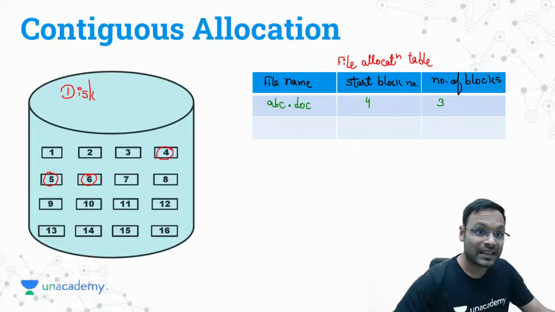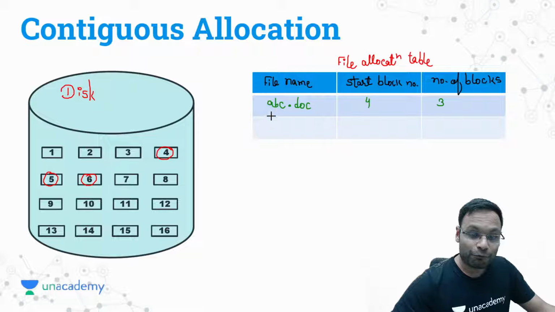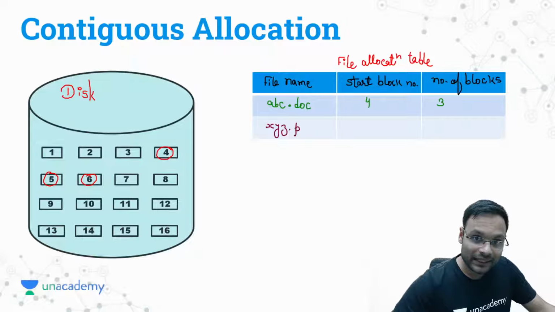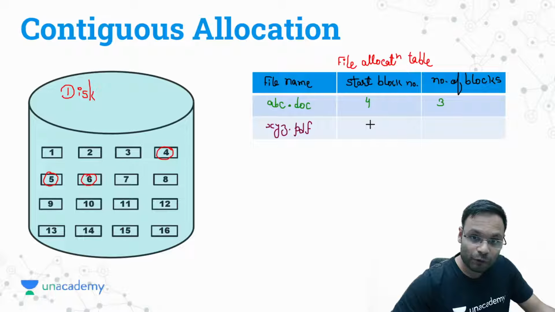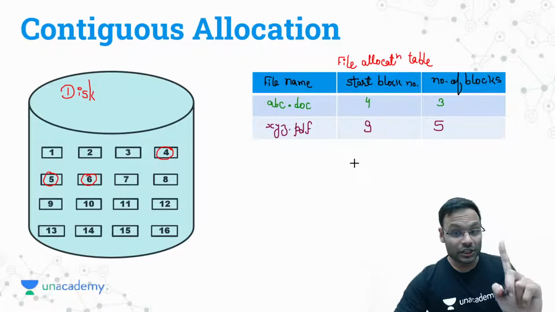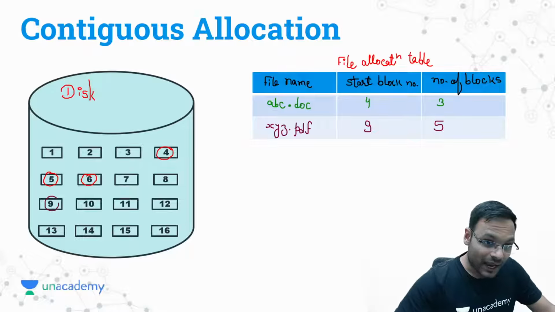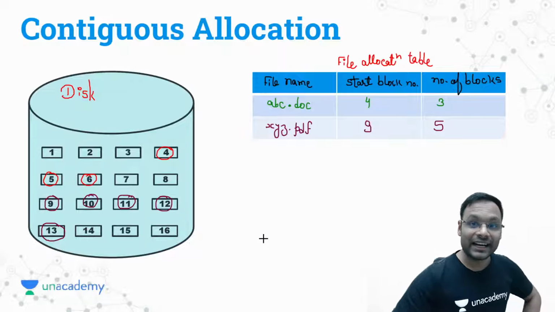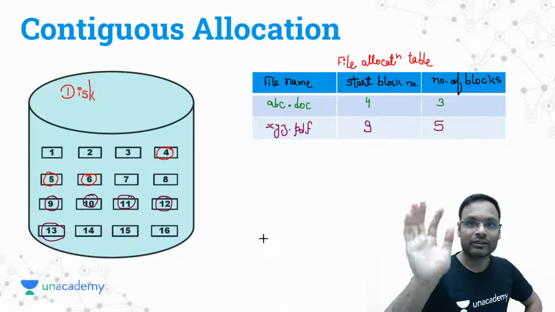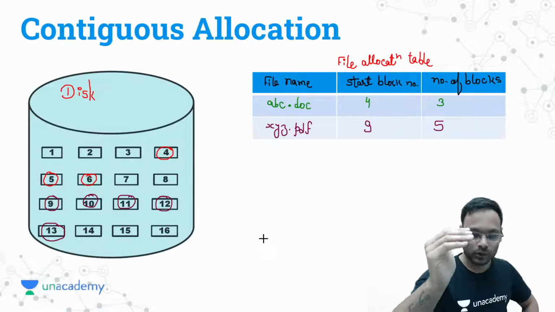Let's go for another example. Let's say we have another file. File name is, let's say, xyz.pdf. That file is stored starting from block number 9 and needs 5 blocks. Consecutive blocks are needed, so 9, 10, 11, 12 and 13. These 5 blocks are needed contiguously to store that file. That is the contiguous allocation.